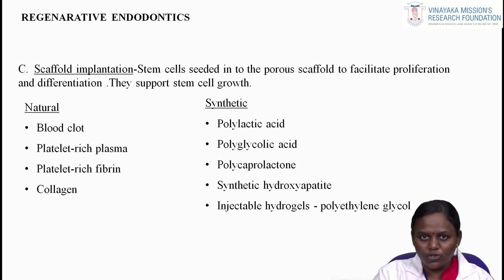Scaffold can be of natural and synthetic types. The natural scaffolds are many in number. They are blood clot, platelet-rich plasma, platelet-rich fibrin, collagen. The synthetic scaffolds are polylactic acid, polyglycolic acid, polycaprolactone, synthetic hydroxyapatite, injectable hydrogels, that is polyethylene glycol.